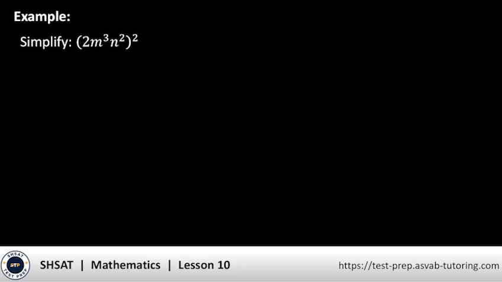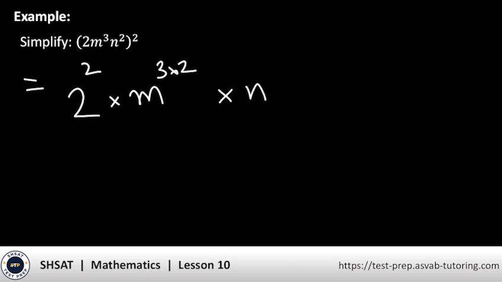Okay. So here we have another question. It's 2m cubed n squared, and then we have a whole squared. So that means that there's a squared on top of the entire thing, okay? So individually, we need to go for 2 squared, times, there was already a 3 to begin with, so with that 3, we do a 2 here, times, there was an n squared to begin with, so with that 2, we put another 2. So now 2 squared is 4. M, 3 times 2 is 6. N, 2 times 2 is 4. So that is my final answer, okay?